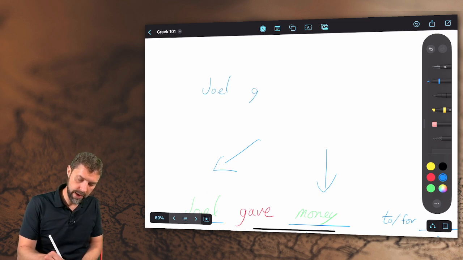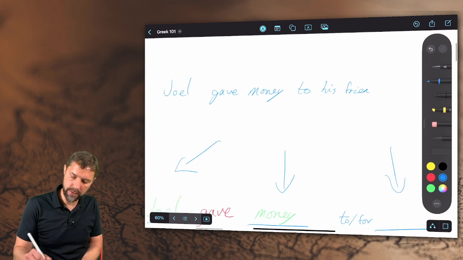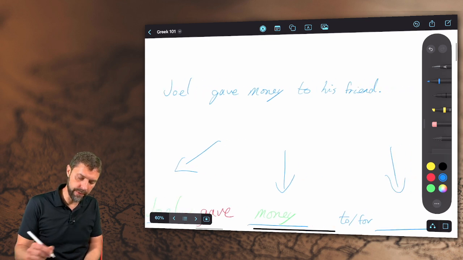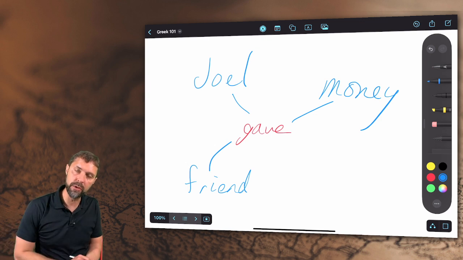Joel gave money to a friend. I'll take out the pronoun this time. No, I need the pronoun. We'll do to his friend. Joel gave money to his friend. What if you could imagine a language where instead of the roles, remember my example, my situation, everything's just floating about and I don't know what is what.